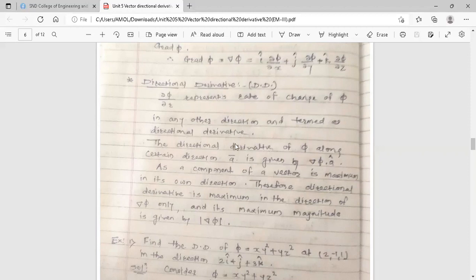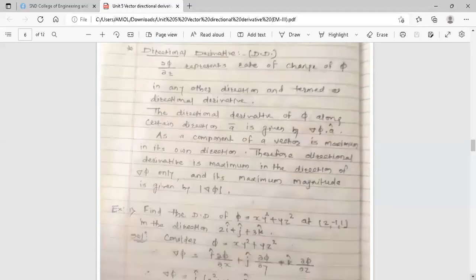If a vector a bar is given, then you find its unit vector a cap. And then the directional derivative of phi along the direction of a bar is given by del phi dot a cap. As a component of a vector is maximum in its own direction, therefore the directional derivative is maximum in the direction of del phi only, and its maximum magnitude is given by mod of del phi.